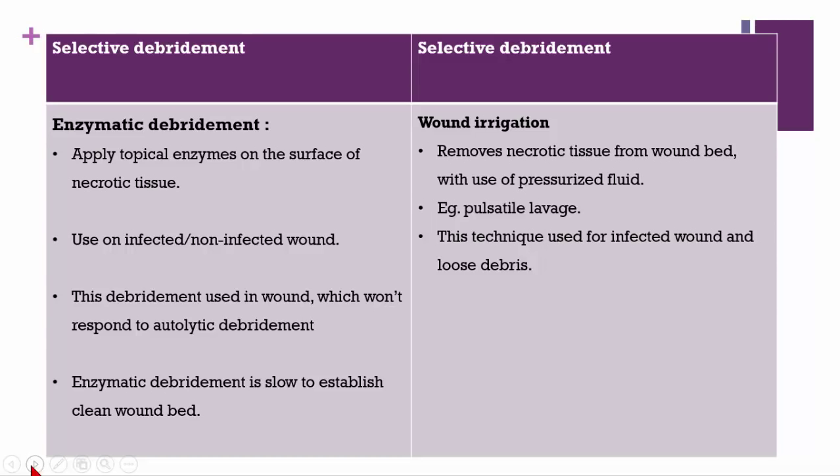The second selective debridement is enzymatic debridement. For enzymatic debridement, we can apply a topical enzyme on the surface of necrotic tissue. So we can use this selective debridement for infected and non-infected wounds. This debridement is used in wounds which don't respond to autolytic debridement. The enzymatic debridement is slow to establish a clean wound bed.